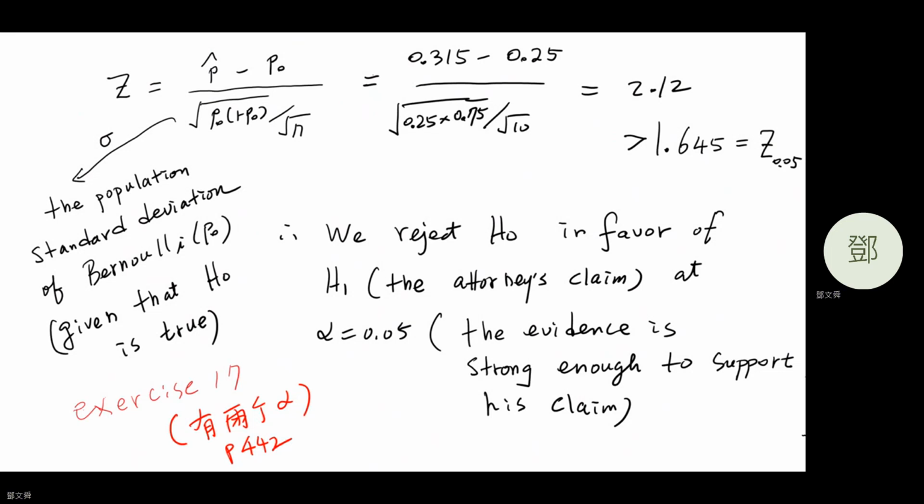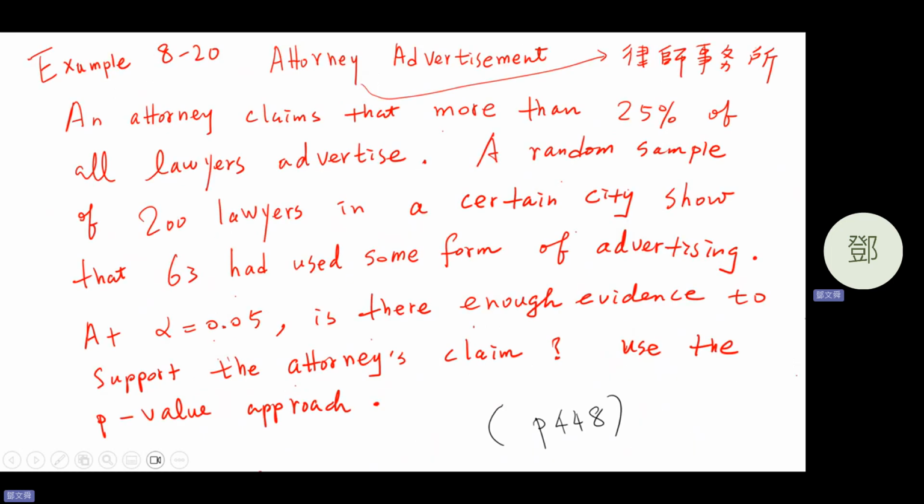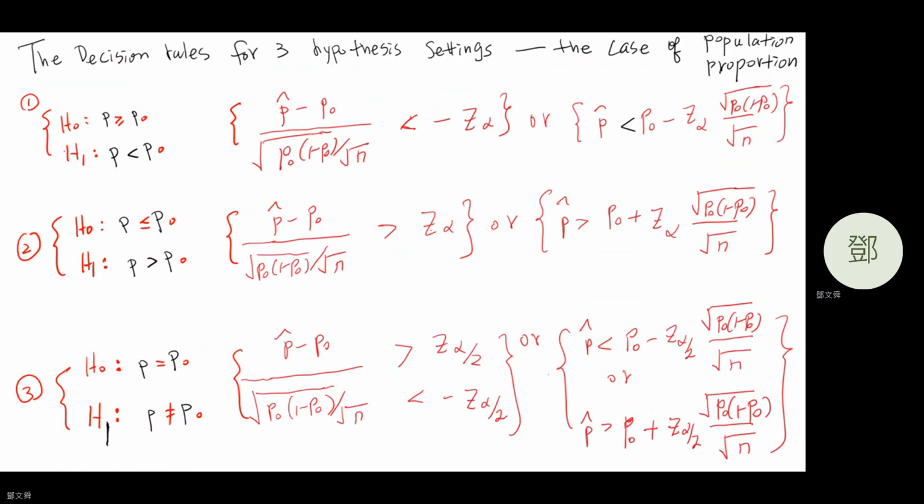And now the fraction is 2.12, and it is bigger than 1.645. And this is the one-tail test. It is the right-tail test. So which inequality holds in the table? The single one, right? It is the right-tail test.